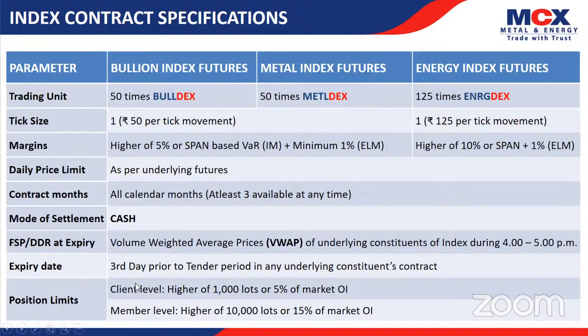Now, what is the expiry date of these index derivatives? The expiry date will come whenever they are launched, but the logic is that it expires 3 days prior to the start of the tender period on the underlying constituent contracts. Okay. Correspondingly, since they are derivatives, position limits are assigned client wise and member wise, as per the limits assigned in the contract.